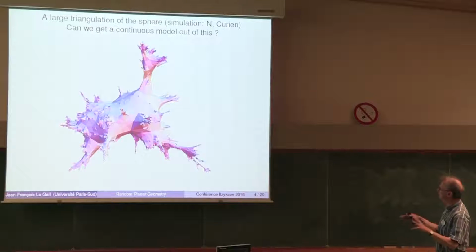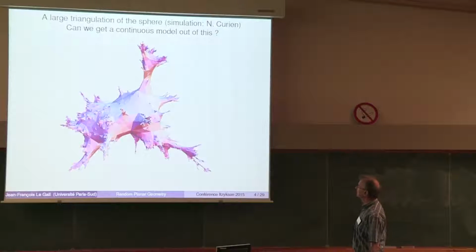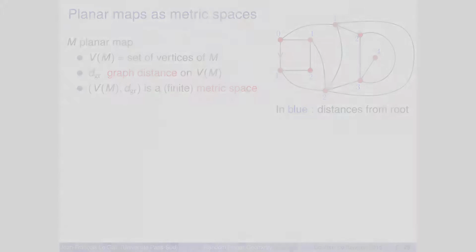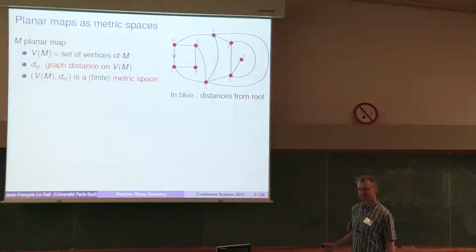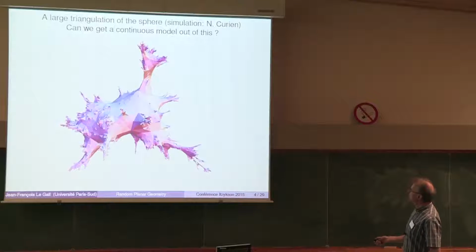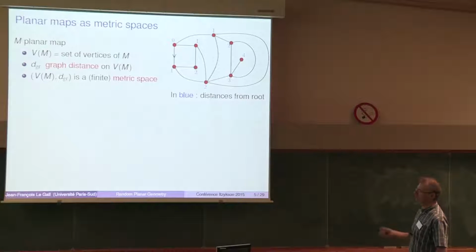Okay? So the idea is just to build a continuous model from such a large triangulation by letting the size tend to infinity. You don't have any limitation on the assembling of these triangles or the size? Well, essentially I'm going to deal with triangulations with a fixed number of faces. I'm going to let the number of faces tend to infinity. Yeah, so I'm going to make this more precise.